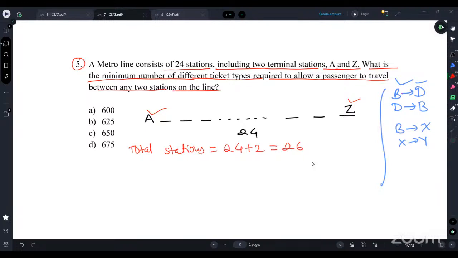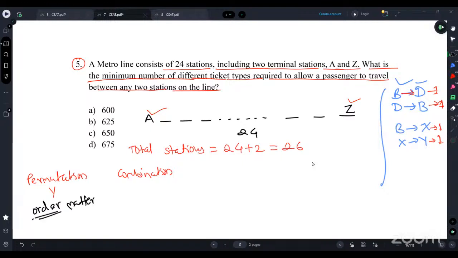Just like, for example, B to D is one type of ticket, D to B again one type of ticket, B to X is again one type of ticket, and X to Y is again one type of ticket. Now in this case, guys, this is typically a question of permutation and combination, right? What is the only difference? In case of permutations, you select a certain number of things out of n things, and order between the selected things matters.